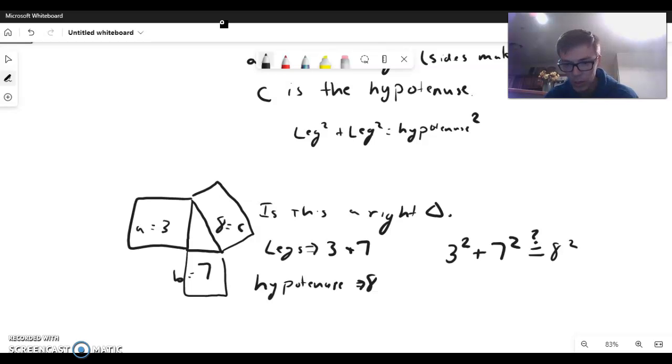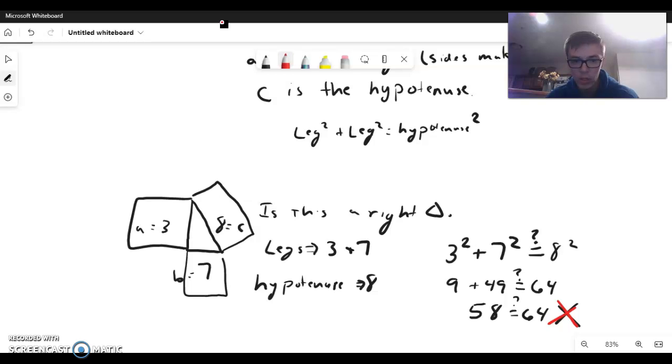So now you just solve. 3 squared is 9, plus 7 squared is 49. And our question still is that equal sign, that's why I put that there, is 8 squared, which is 64. So now 9 plus 49 is 58. So ask yourself, is 58 equal to 64? That is not true. That is a big fat red X.